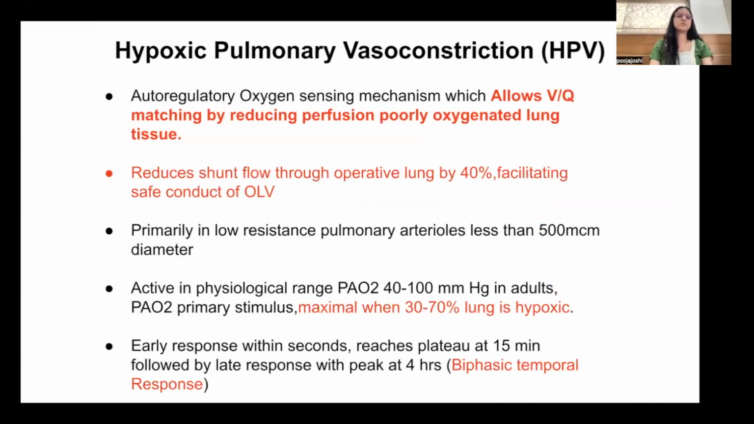And last but not the least is hypoxic pulmonary vasoconstriction. It is an autoregulatory oxygen sensing mechanism which allows VQ matching by reducing the perfusion of the poorly oxygenated lung, as in the non-dependent lung. It reduces the shunt flow through the operative lung by 40%, facilitating safe conduct of one lung ventilation. The HPV response is maximal when 30 to 70% of the lung is hypoxic.